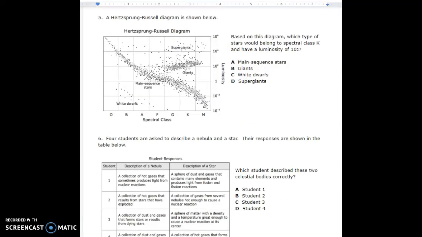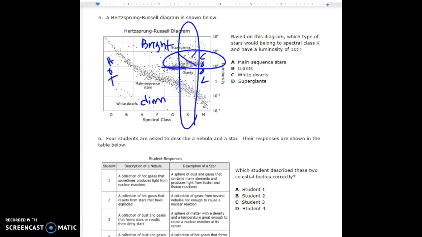Number 5. So we're looking at, based on this Hertzsprung-Russell diagram, which type of stars would belong to spectral class K. Again, we've got our bright stars up here, our dim stars over here, our hot stars, and our cool stars. I always like to do this on an HR diagram. So we're looking at spectral class K, only here. It has a luminosity of 10 to the negative 2. So we come over here. Usually luminosity is on the other side, but it doesn't really matter. So we're looking right here.